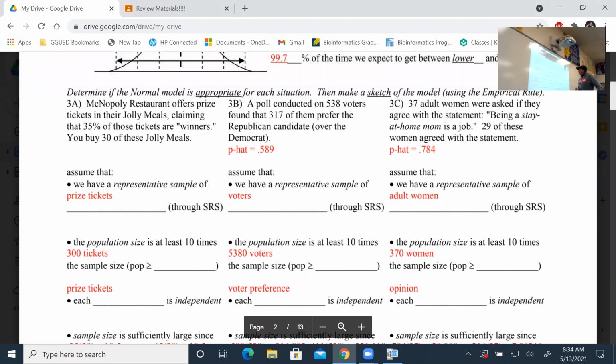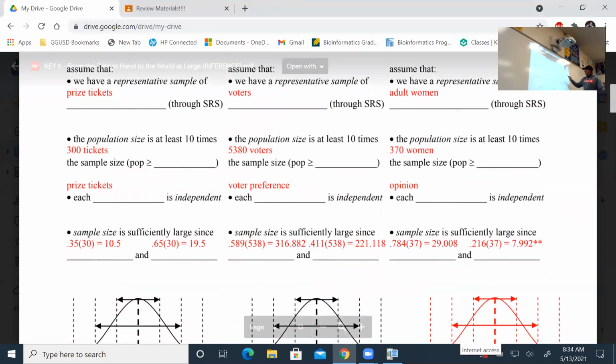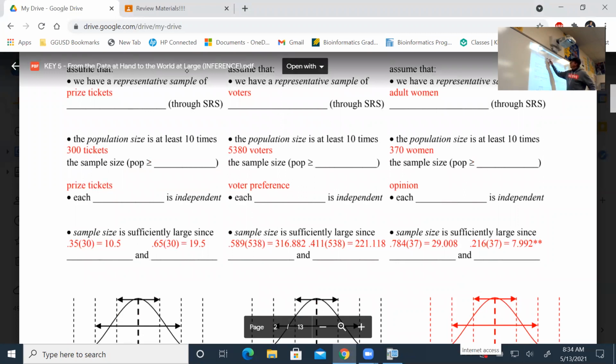First thing, assume we have a representative sample of adult women, fine. Assume the population size of stay-at-home moms is at least 370, no problem. Each opinion independent. Let's check the last one though. Is the sample size large enough? I don't think it is, okay? n times p is big enough, but n times 1 minus p is not. It's a little bit shy. So this last study right here, you would need more samples before you can actually conduct it and draw a confidence interval that has any validity.